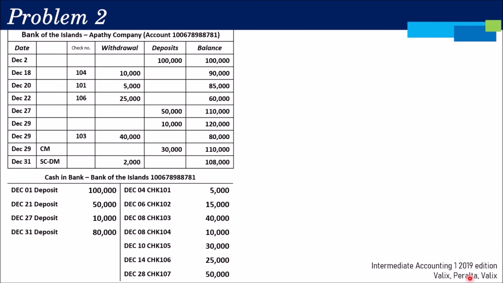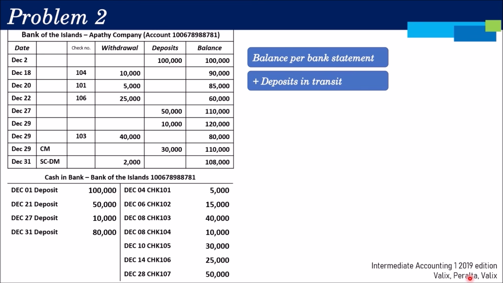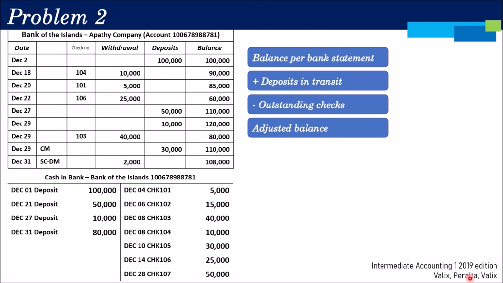Balikan po natin yung formula ng bank reconciliation. Again, we start with your balance per bank statement and then add po natin yung deposit in transit and minus outstanding check to get your adjusted balance.